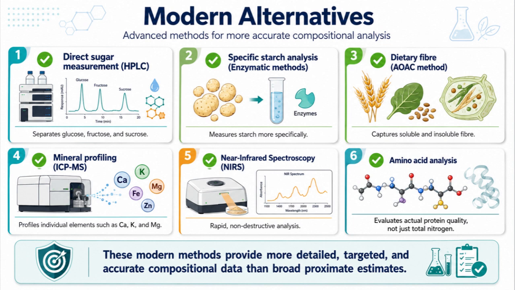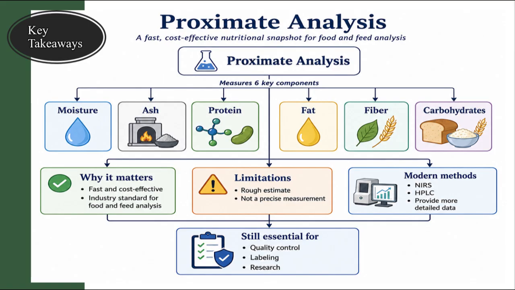The answer is, when you need accurate, detailed, and specific data, these modern methods are the way to go. HPLC for sugars, enzymatic methods for starch, AOAC for fiber, ICP-MS for minerals, NIRS for rapid screening, and amino acid analysis for protein quality. Choose the right tool for the job, and you'll get better data, better products, and better outcomes. To wrap it up, proximate analysis is your go-to method for understanding the basic composition of any food or feed. It's simple, affordable, and gives you the big picture. Just remember its limitations, and use modern tools when you need more detail.